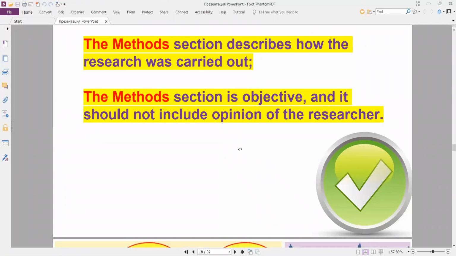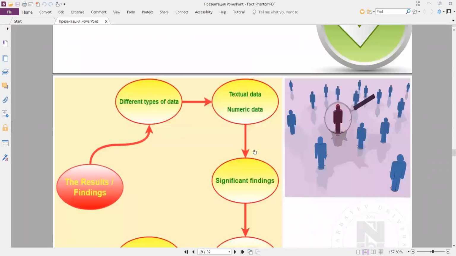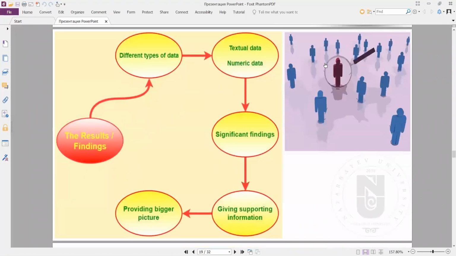Great, excellent then. Now, let's go to the results and findings section. Right. So, moving on to the results section. This is where you describe the important results or findings of your research.